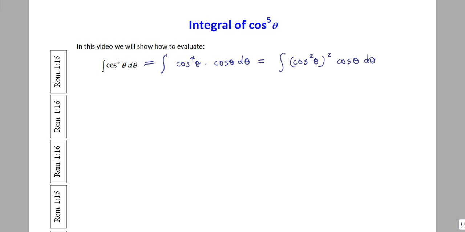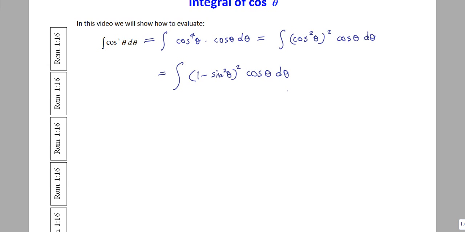And then we invoke our most famous of all trig identities, namely that sine squared theta plus cos squared theta has to be 1. So that makes the stuff in the parentheses there 1 minus sine squared theta. So I get 1 minus sine squared theta, that expression being itself squared times cos of theta d theta. And now I FOIL that out.